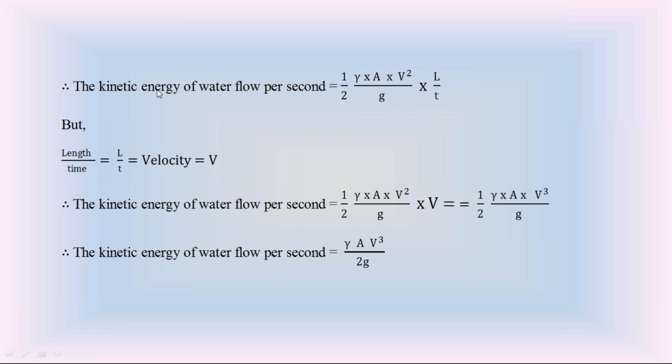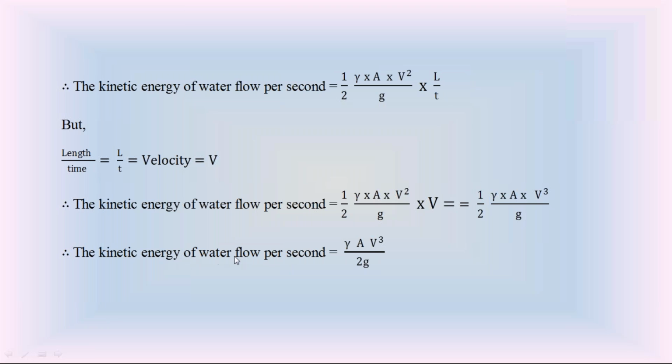So the kinetic energy of water flow per second is equal to half into gamma A V square by g into L by T. L is length divided by time T. Length by time is equal to velocity V. So the kinetic energy of water flow per second is equal to gamma A V square into V is V cube divided by 2g.